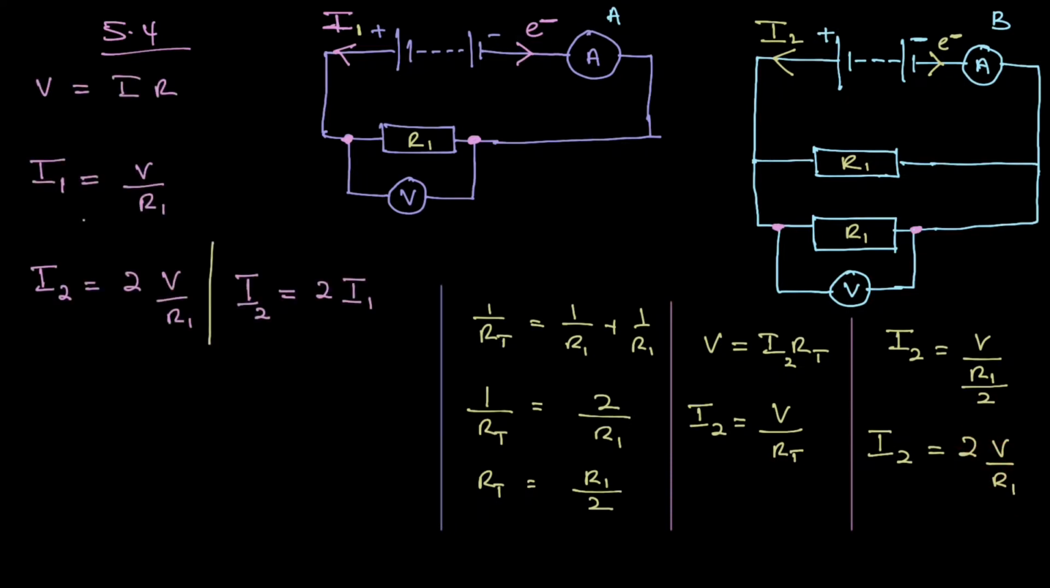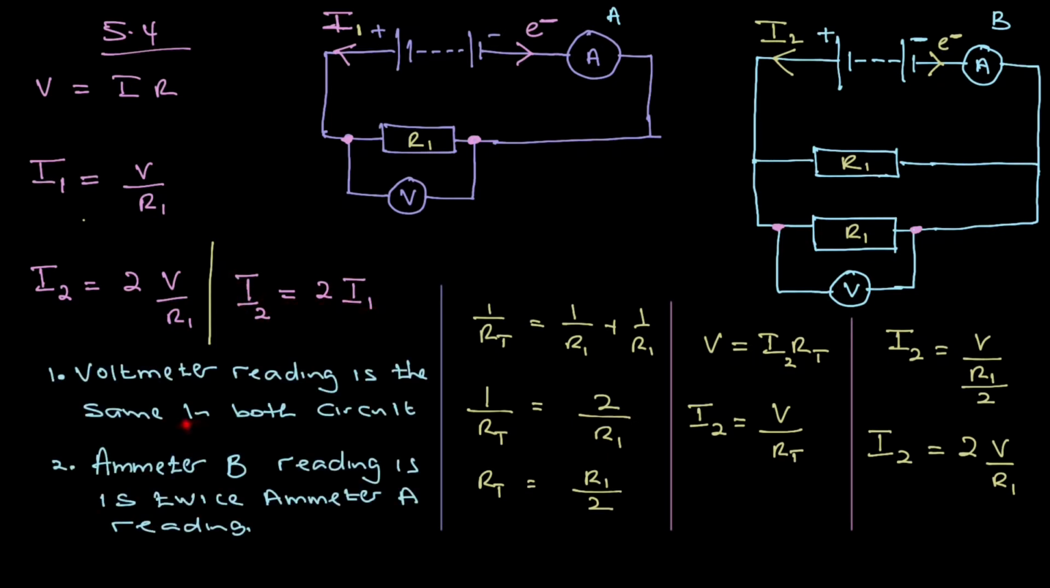All right, so now let's look at the resistor for circuit A. We know V equals IR, and I1, which is the current flowing through here, is equal to V over R1. We also know that I2 equals 2V over R1. We can see V over R1 here equals I1. So I'm going to replace V over R1 with I1, therefore I2 equals 2I1. So that's the answer to the question.